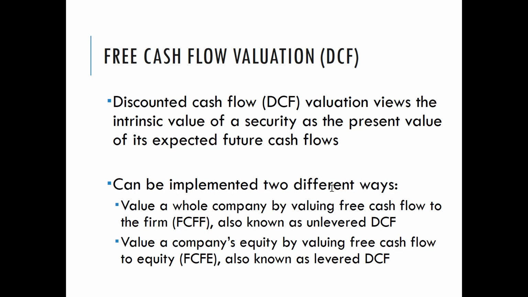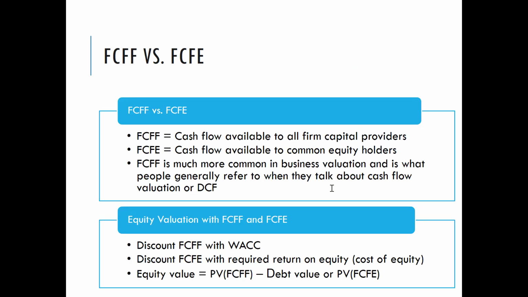Usually when we do enterprise values, it's primarily useful when you're buying an entire business rather than just a small portion. Again, FCFF and FCFE, main difference is who that capital is available to. So cash flows to the firm are available to all capital providers. FCFE is only available to common equity holders. Generally speaking, when people talk about DCFs or discounted cash flows, they generally refer to free cash flows to the firm because this is the most common method used.